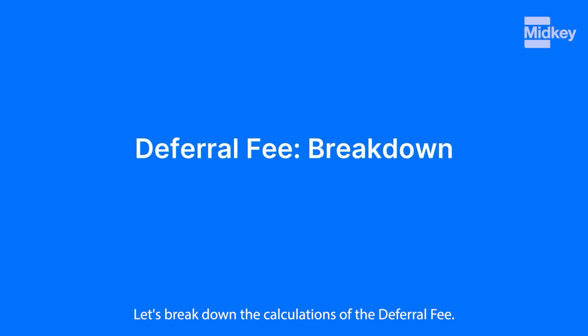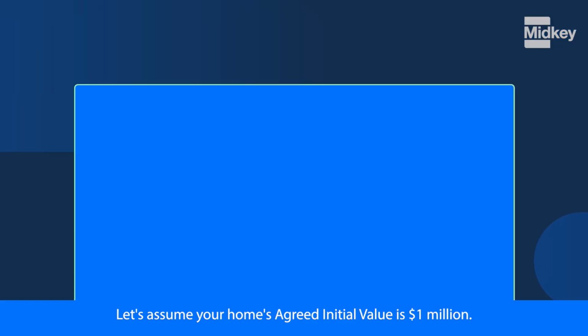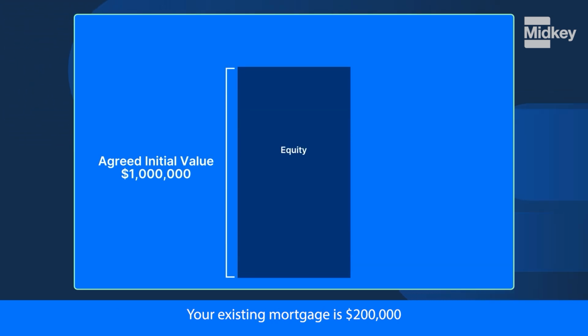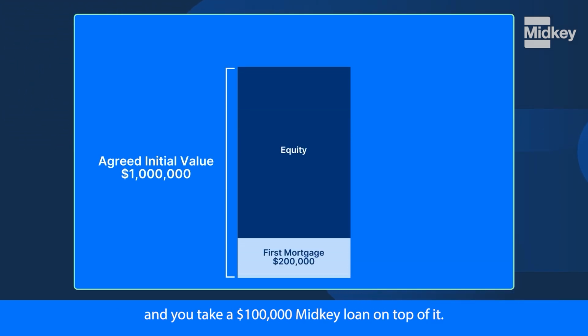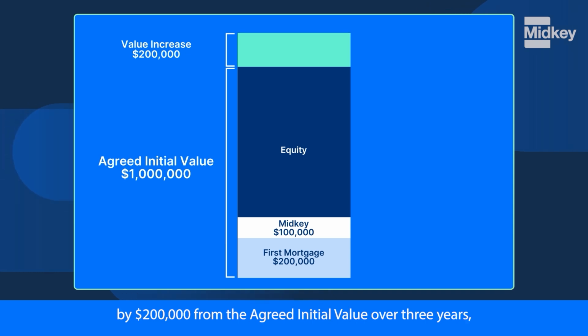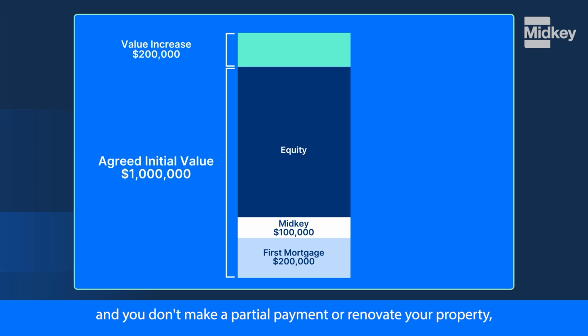Let's break down the calculations of the deferral fee. Let's assume your home's agreed initial value is $1 million. Your existing mortgage is $200,000 and you take a $100,000 Midkey loan on top of it. Let's also assume your property's value rose by $200,000 from the agreed initial value over 3 years and you don't make a partial payment or renovate your property.